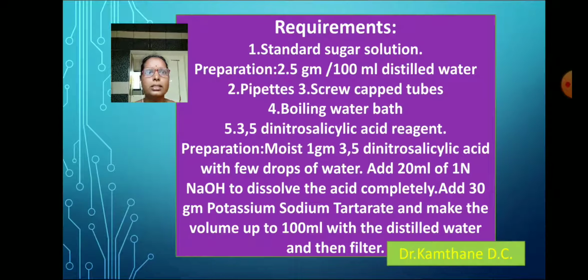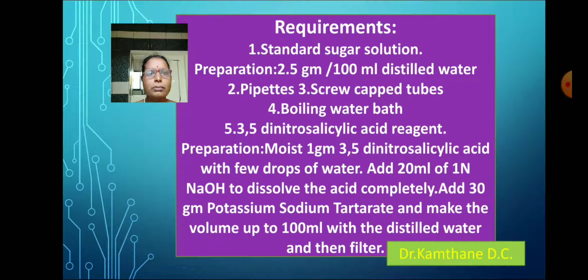Requirements: standard sugar solution. For this, 2.5 gram sugar is dissolved in 100 ml of distilled water. Next requirements: pipettes, screw cap tubes, boiling water bath. Next, 3,5-dinitrosalicylic acid reagent. We see the preparation of this 3,5-dinitrosalicylic acid.